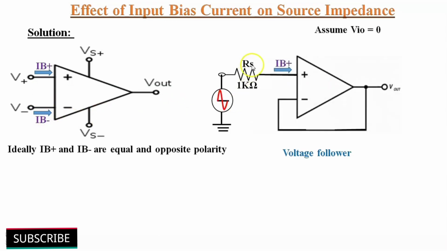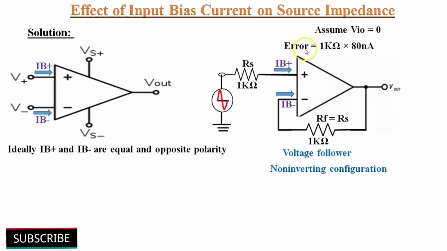Here our source impedance of 1 kilo ohm is connected to the non-inverting terminal. So we will connect a feedback resistor of 1 kilo ohm to its inverting terminal. The value of the feedback resistor is the same as the source impedance resistor, that means a 1 kilo ohm resistor. So the errors at both the inverting and non-inverting terminals are equal.